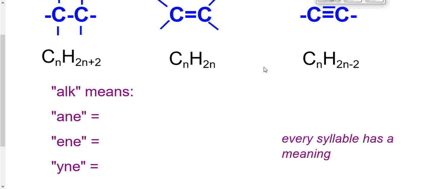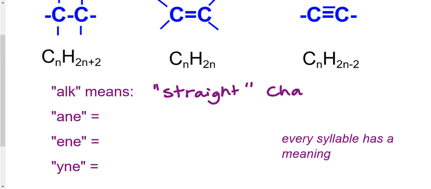Remember that every syllable in chemistry has a meaning. So when we are trying to define these, alk refers to our aliphatics, or our straight chains. And remember that the word straight is always used in brackets because in reality they're not perfectly straight. We know that they can bend corners and twist up on themselves, although we quite often draw them stretched out to make it easier for us to name them.